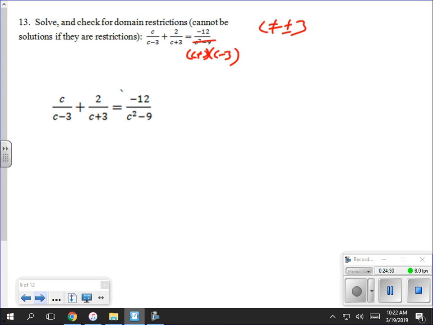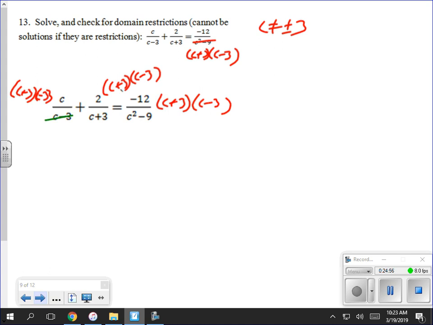What do I do? I multiply everything times my common denominator. My common denominator is c plus 3, c minus 3. So I multiply everything times c plus 3, c minus 3.